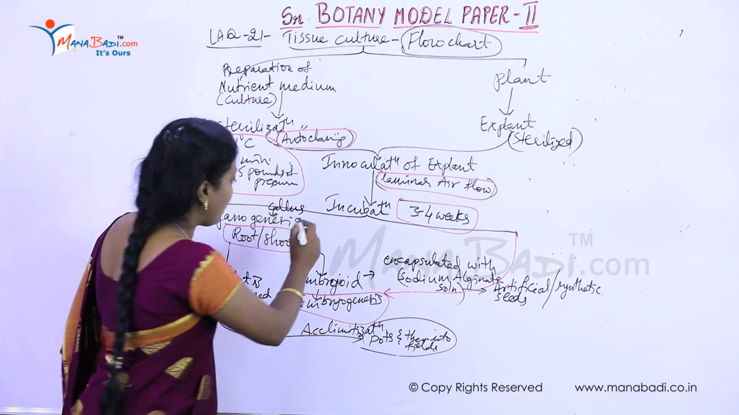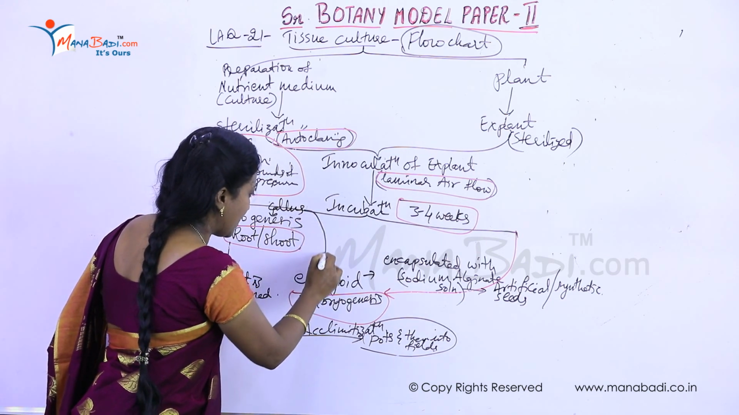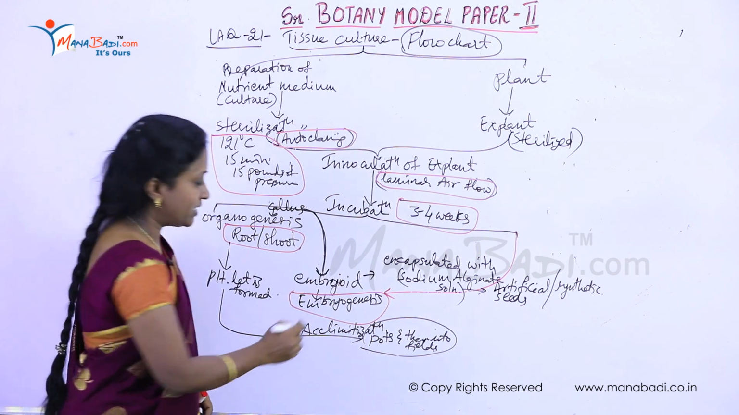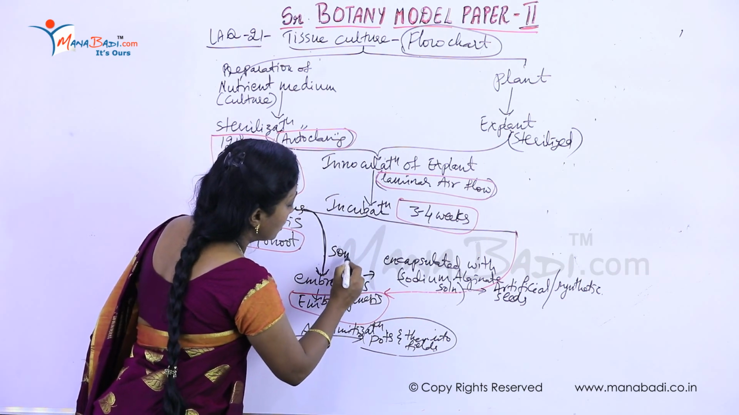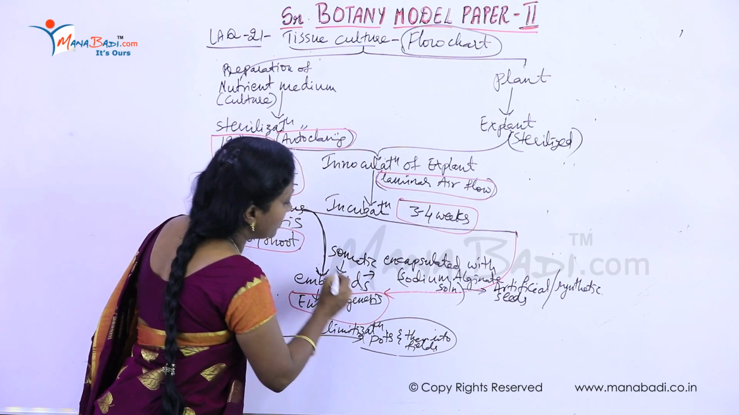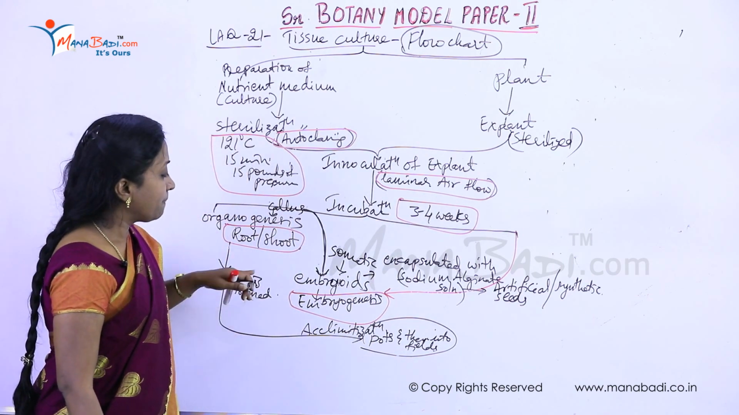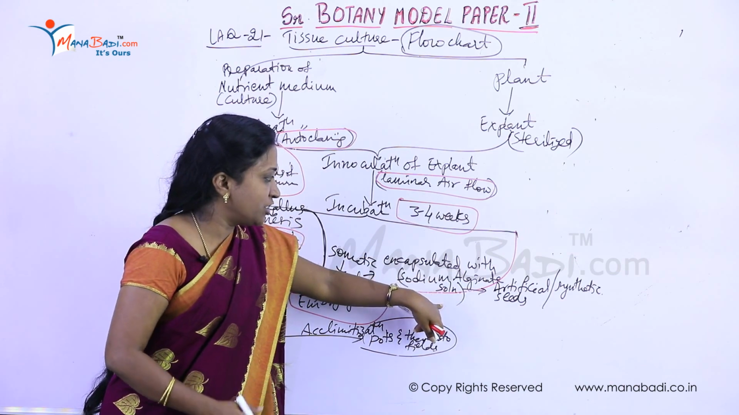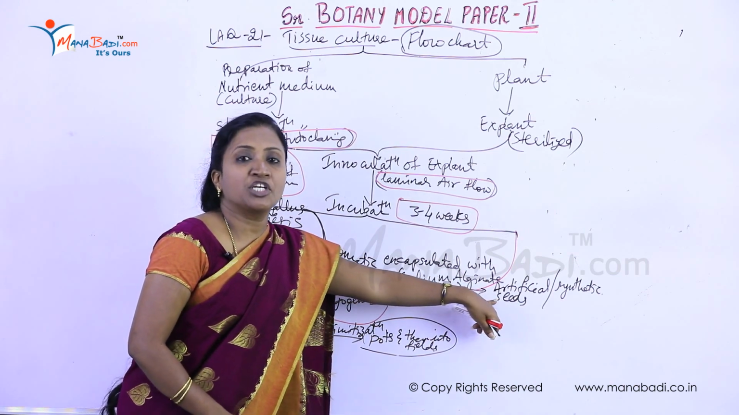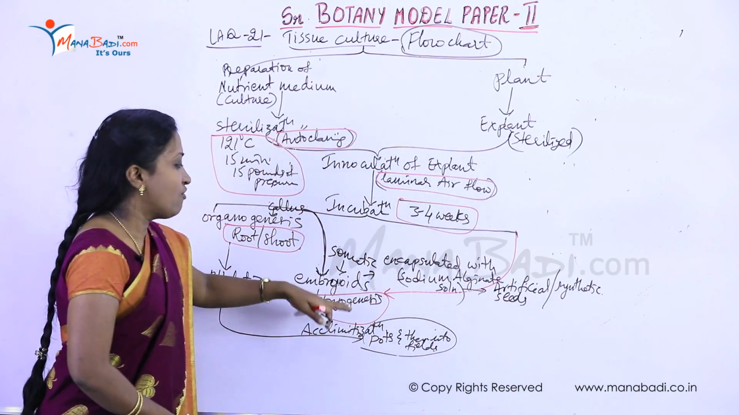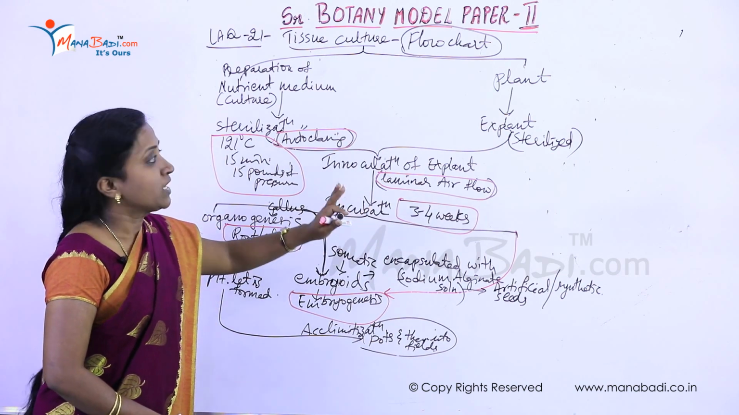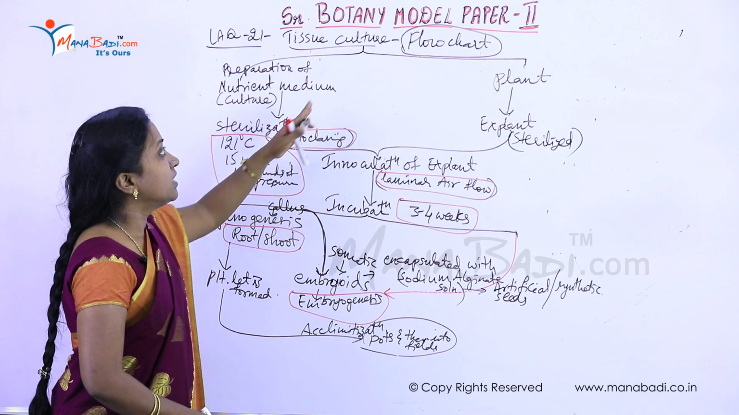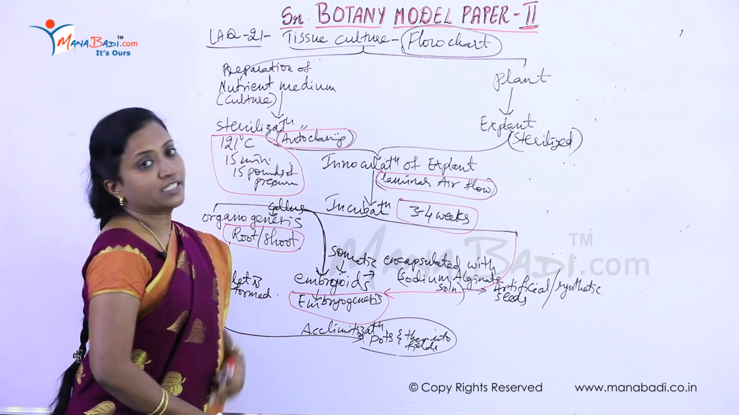And sometimes from the callus, there is development of embryoids, which are called somatic embryoids. These plantlets can be encapsulated by sodium alginate solution, and are called artificial or synthetic seeds. For transportation, it is good. So this is the flow chart which shows the entire tissue culture technique.